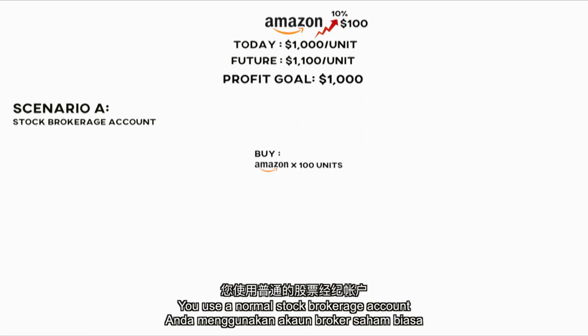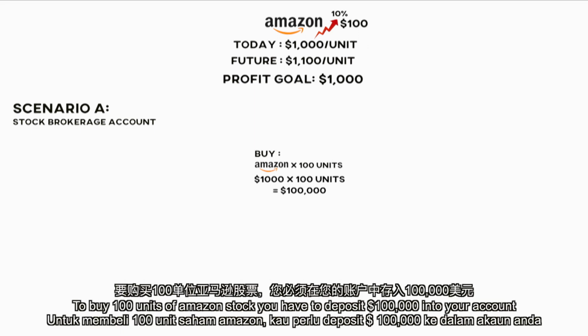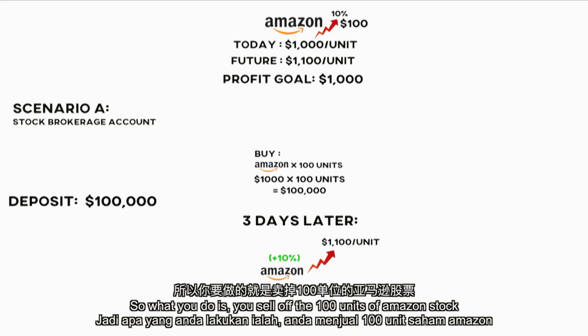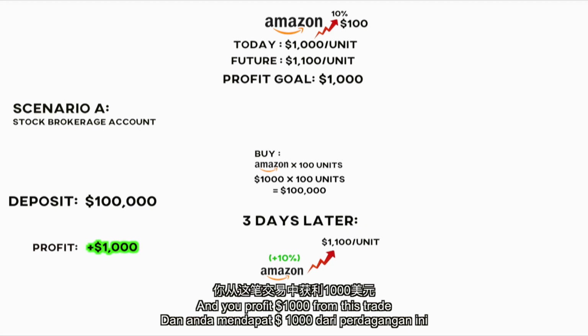Scenario A. You use a normal stock brokerage account. What you need to do to buy 100 units of Amazon stock is to deposit 100,000 USD into your account. Three days later, Amazon stock went up as predicted to $1,100 per unit. So you sell off the 100 units of Amazon stock and you profit $1,000 from this trade.